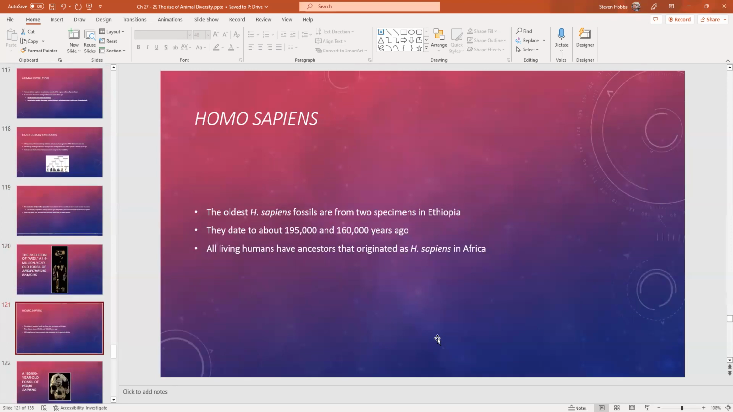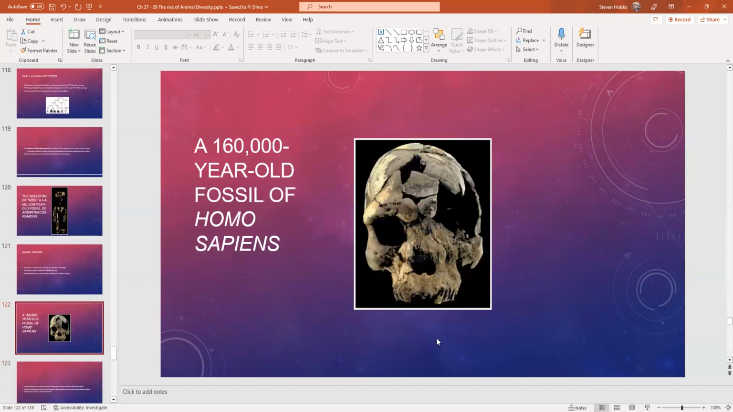Okay. Now, leading up to Homo sapiens, the oldest Homo sapiens fossils are from two specimens in Ethiopia. They date from around 195,000 years ago to about 160,000 years ago. All living humans have ancestors that originated with Homo sapiens in Africa.